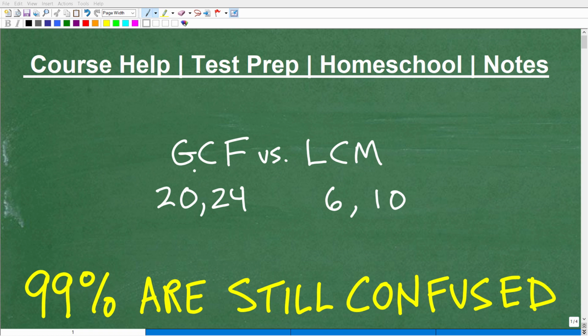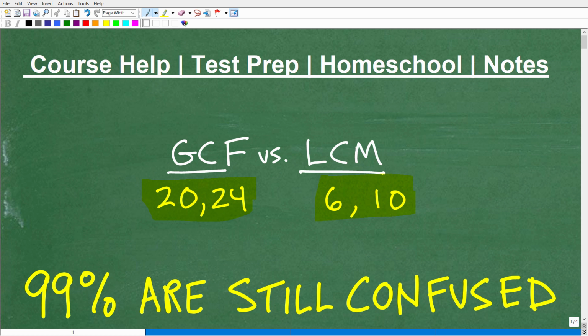Okay, so in this video, we're going to talk about the GCF and the LCM. In fact, if you remember what the GCF is and the LCM, and I'm purposely not saying what they stand for just yet, I'm going to tell you all of this in a second. But if you remember what the GCF is, go ahead and find the GCF of these two numbers, 20 and 24. And if you remember what the LCM is, go ahead and find the LCM between 6 and 10, and then put your answers in the comment section.